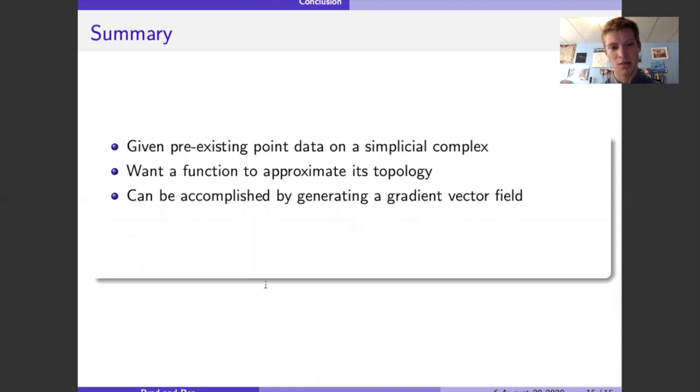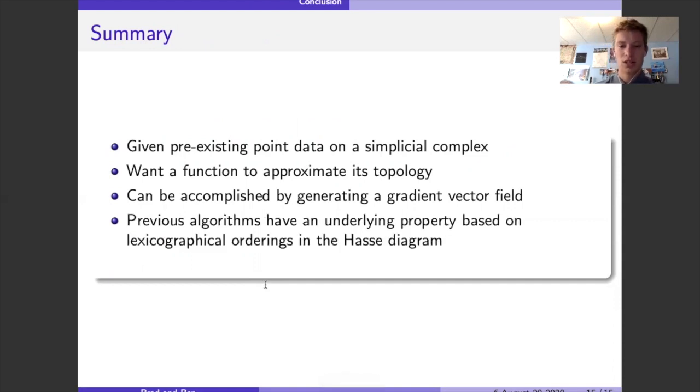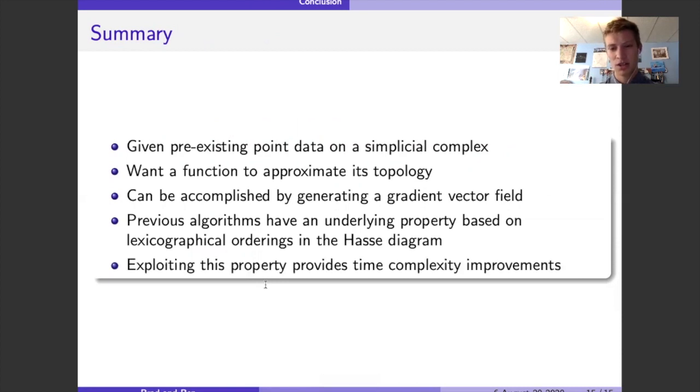And it's also an equivalent thing to look at everything through the Hasse diagram. And so if we do look at things through the Hasse diagram, these previous important algorithms have an underlying property that they're using based off of lexicographical orderings. And exploiting this property gives us some really nice time complexity improvements. So this is our main result.